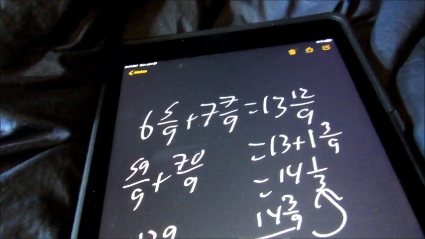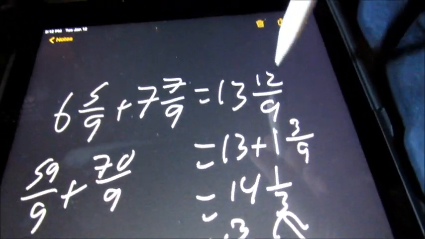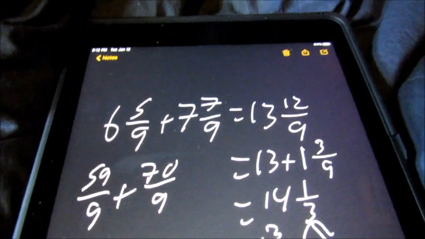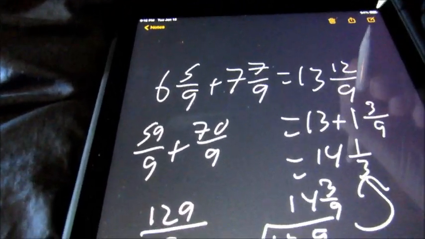So either way you want to do these is fine. This one is one where I would get an improper fraction. The first one I didn't get an improper fraction, so it didn't matter which way I did it.